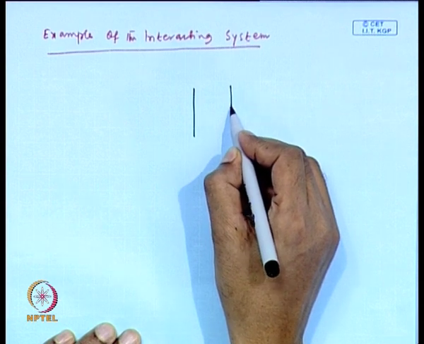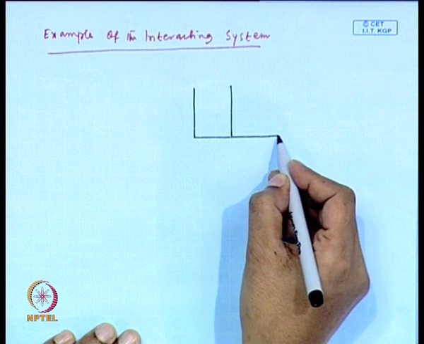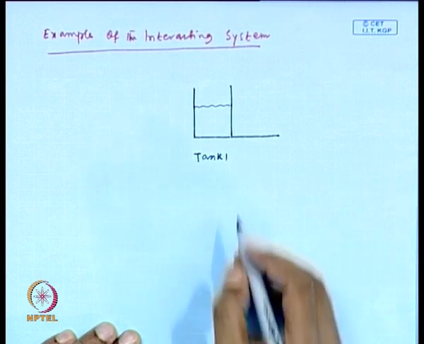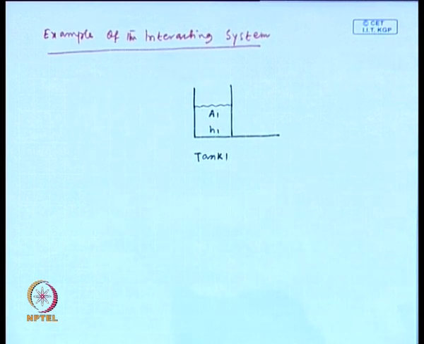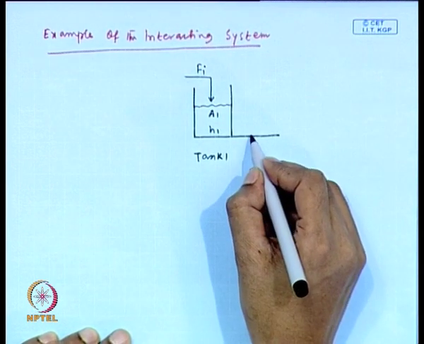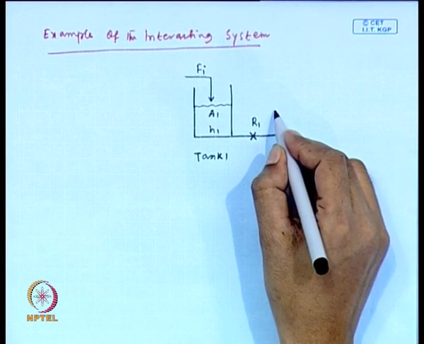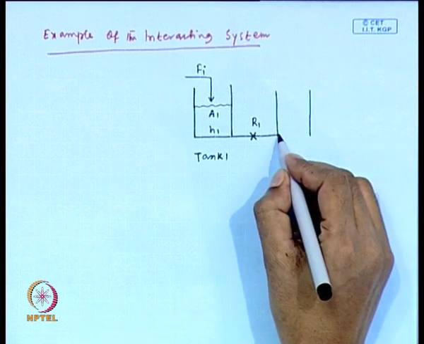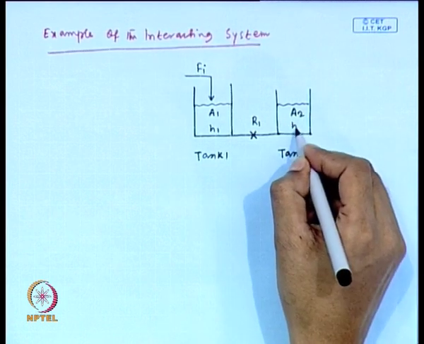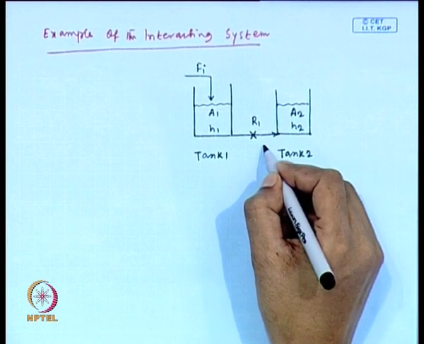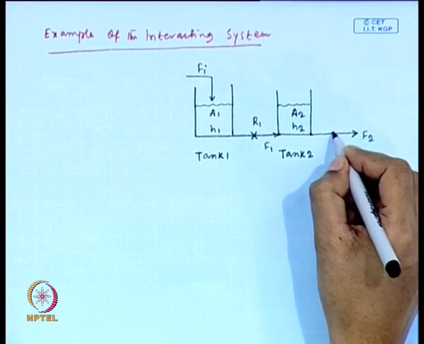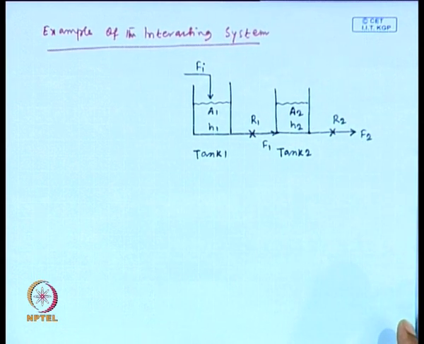For the case of interacting system, similarly we will consider two tanks which are connected in series. This is tank 1, cross sectional area of A1 and height H1. Input is Fi, resistance to flow is R1. This is tank 2, cross sectional area A2, height is H2, this flow rate is F1, and the stream which is coming out from tank 2 has the flow rate of F2 and resistance is R2.